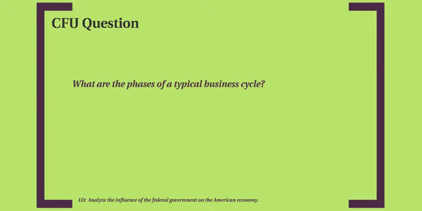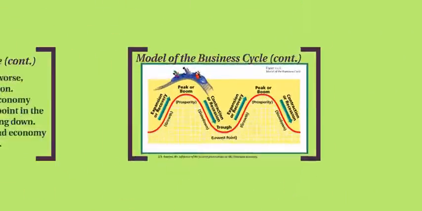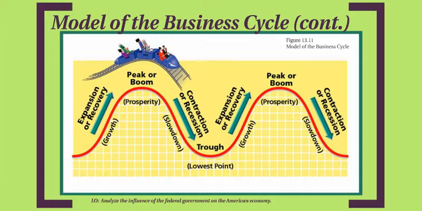So once again, what are the phases of a typical business cycle? Well, once again, you have expansion or recovery leading to the peak or boom, followed by a contraction or a recession, headed to the low point, which is the trough, then back into expansion and recovery, back to a peak or boom, back to a contraction or recession.